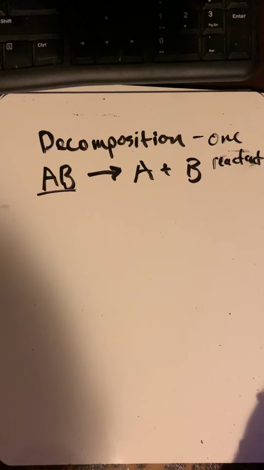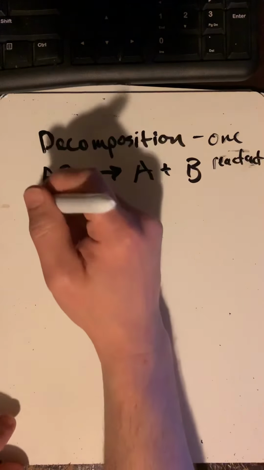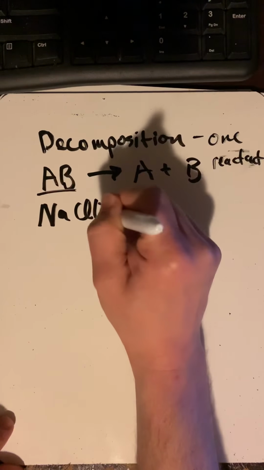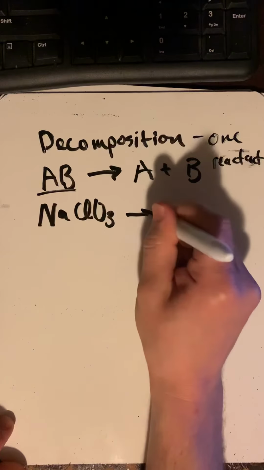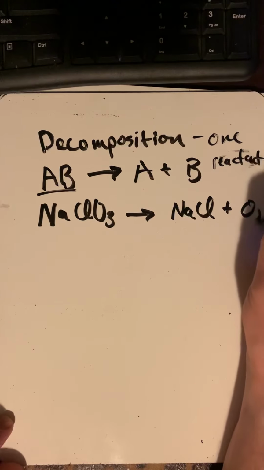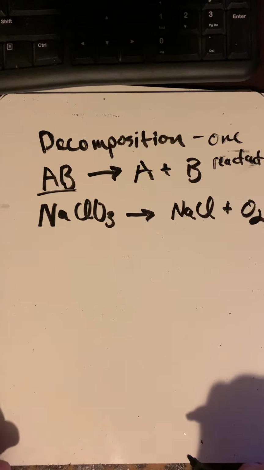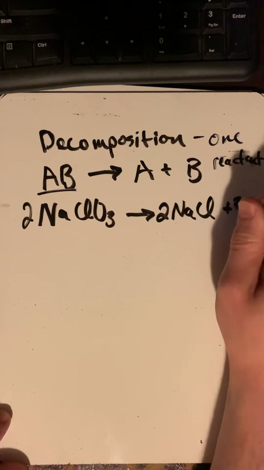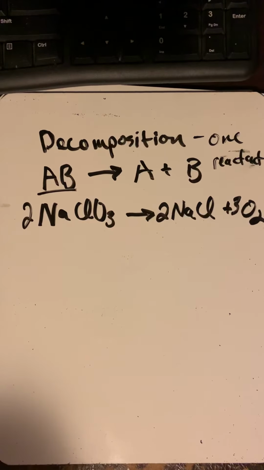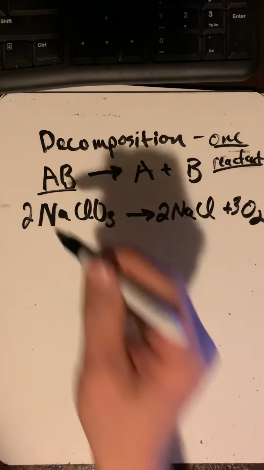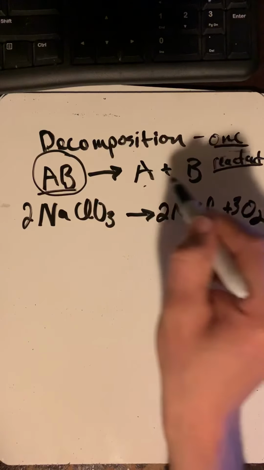Okay, an example of a decomposition reaction would be something like sodium chlorate will decompose into sodium chloride and oxygen. This reaction would need to be balanced. We'll talk about balancing in the next video. So again, a decomposition reaction is when there is only one reactant. So this one reactant made more than one product.